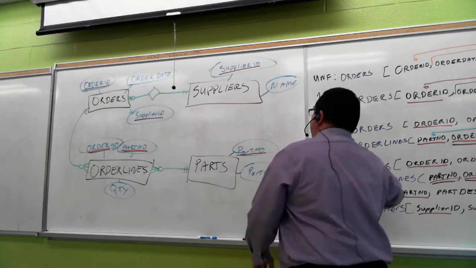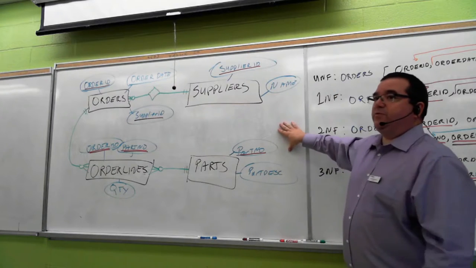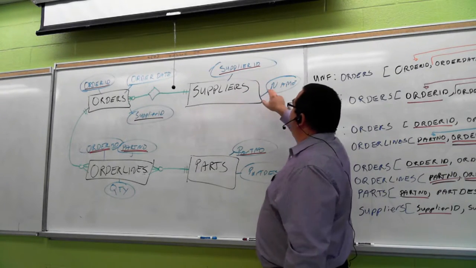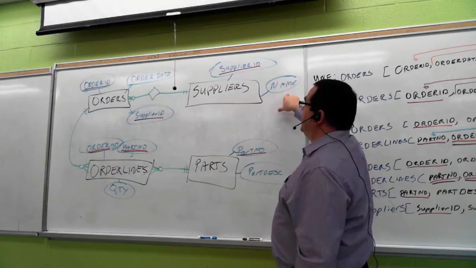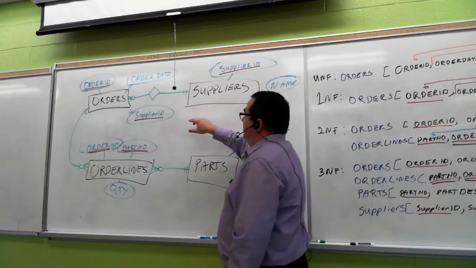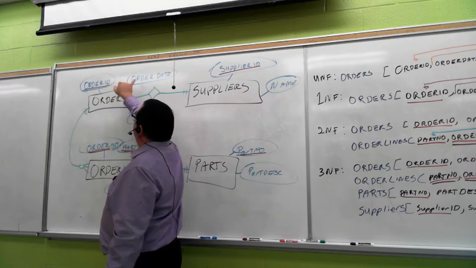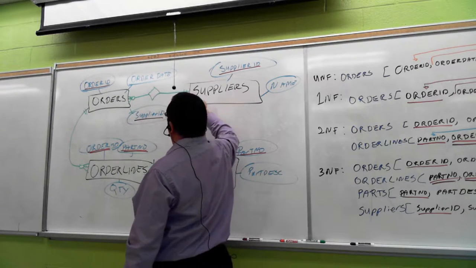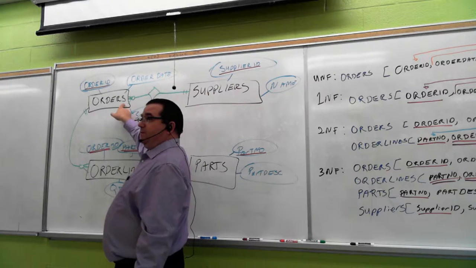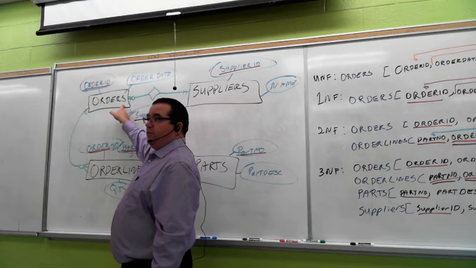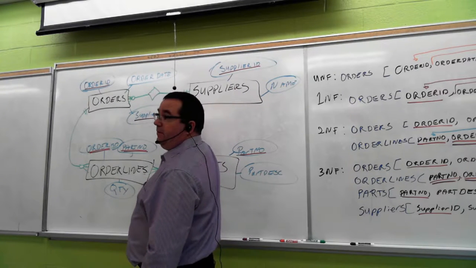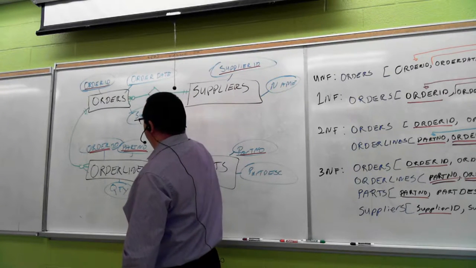So if we were to take this and convert it to a conceptual, this is what you end up with as a result. The supplier has supplier ID, well, I should say supplier name, but I guess I got lazy. Orders has the order ID, the order date, and a foreign key of supplier ID, which matches this. Each supplier can be used as a source for an order, but each order must have at least one supplier. It can only have one supplier.